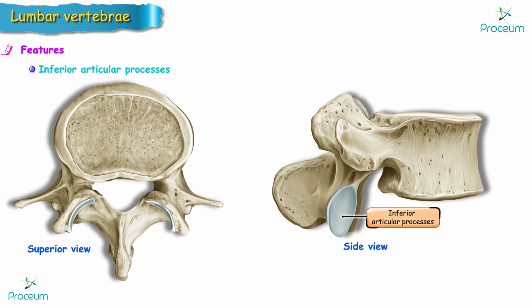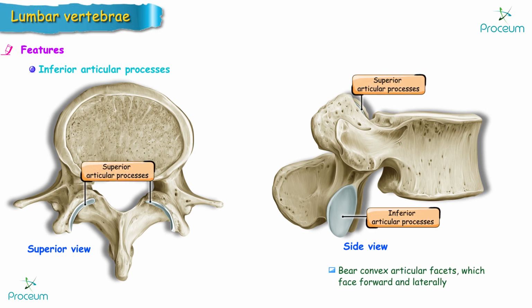Inferior articular process. The inferior articular processes lie nearer to each other than the superior articular processes. They bear convex articular facets which face forwards and laterally.